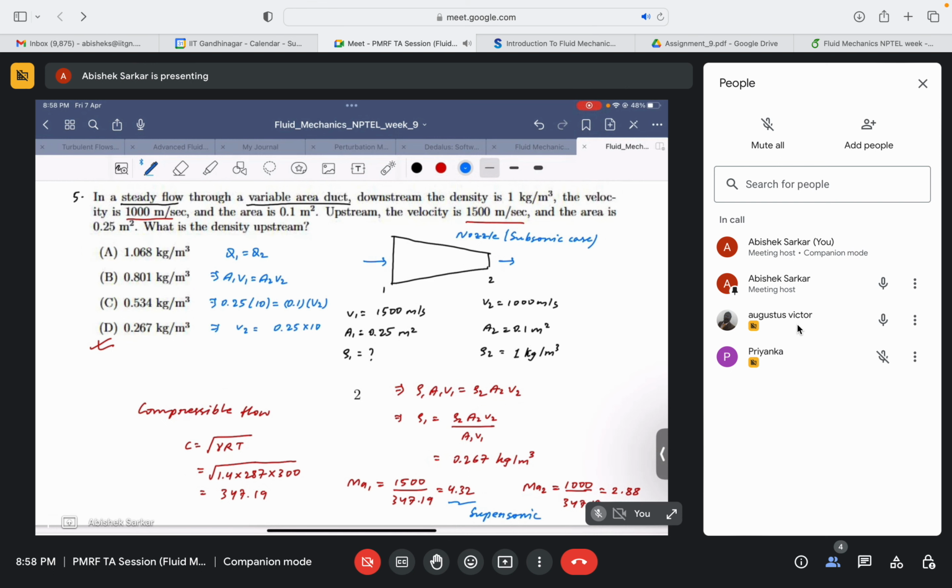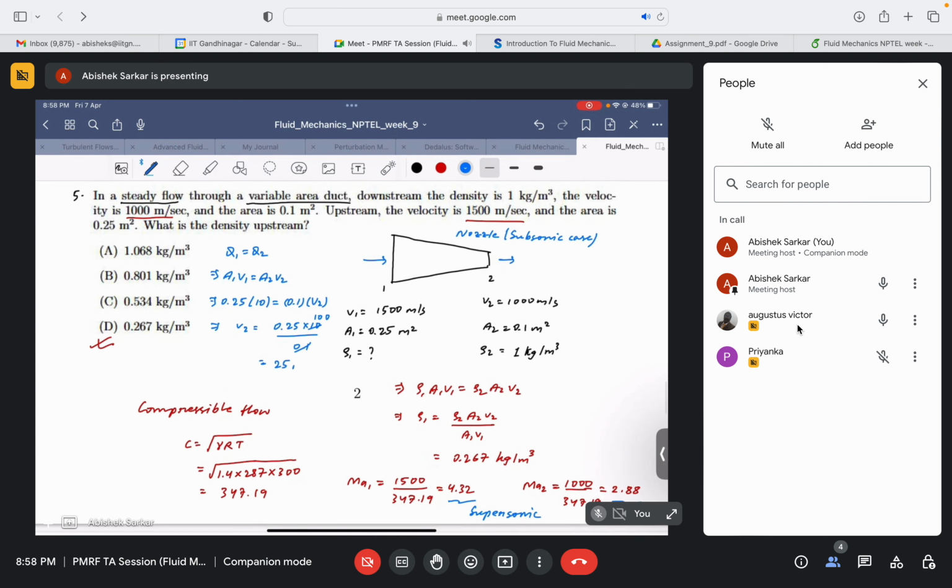0.25 into 10 by 0.1. So I guess it's very easy again. This will be 25. So what do you observe? For a subsonic case, if the area is reduced, because A2 is less than A1, A1 I have given as 0.25, A2 as 0.1, the flow velocity has gone up, right?